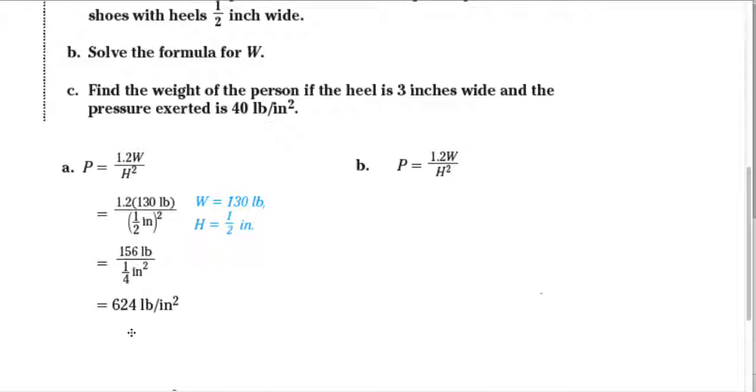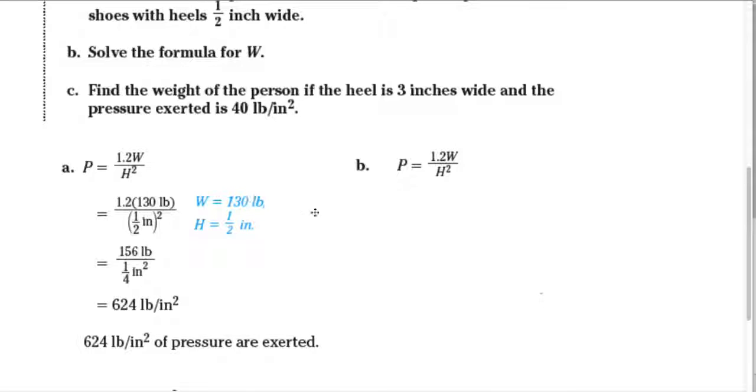Okay, so in this case, the pressure exerted by a woman that weighs 130 pounds and the width of the heel is 1/2 of an inch would be 625 pounds per square inch. That's a lot of pressure for a 130-pound woman.